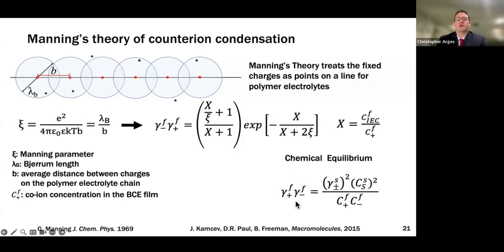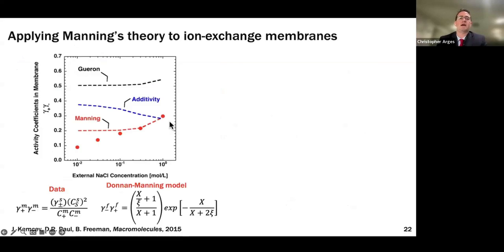And so we can run experiments where we know the activity coefficient of the ions in solution, right? We can use that Pitzer model. We know the concentration of the ions in solution. We can make measurements of the concentration of the anion and cation within the film, and then we would be able to get our activity coefficient, and then we can compare this against the model. And so Jovan Kamcev, who worked with Benny Freeman, who's now a professor at Michigan, showed that this model worked pretty well for an anion exchange membrane. So this is our external solution concentration. This is the activity coefficient within the membrane, benchmarking against some other models shown here.